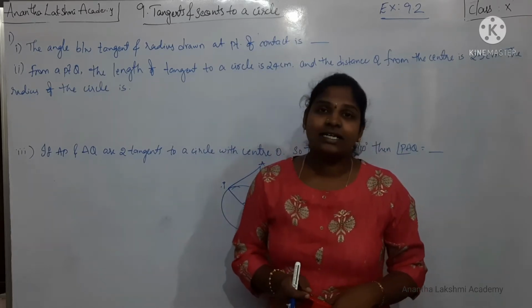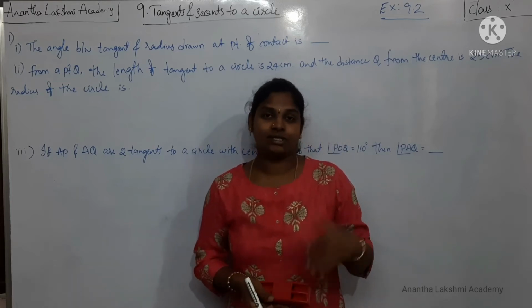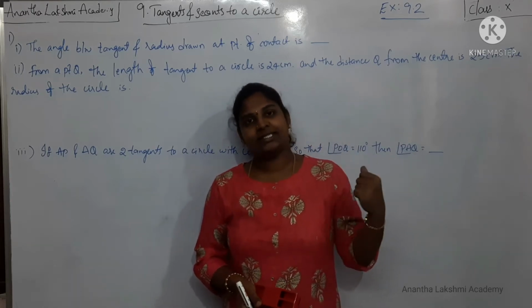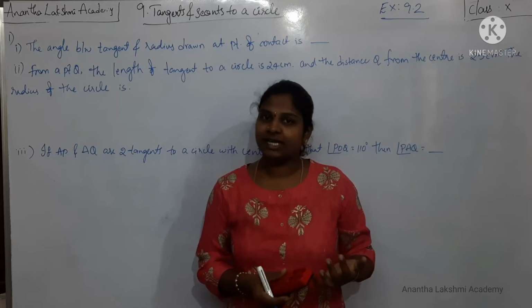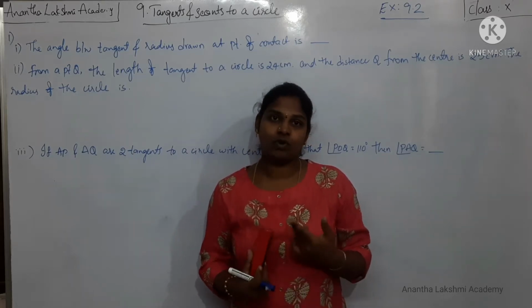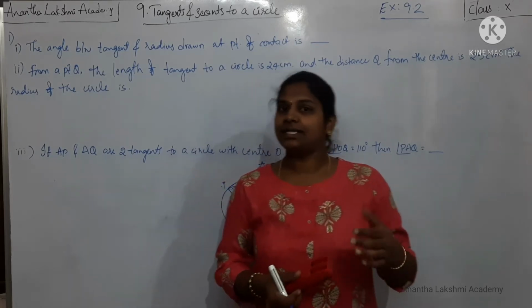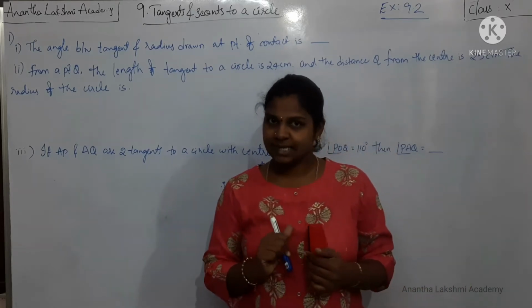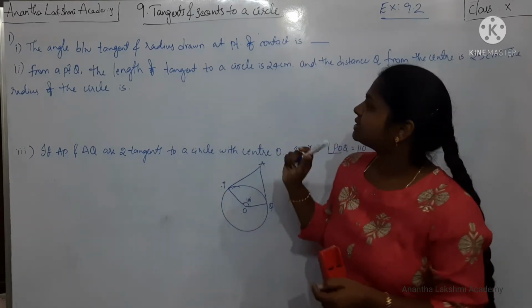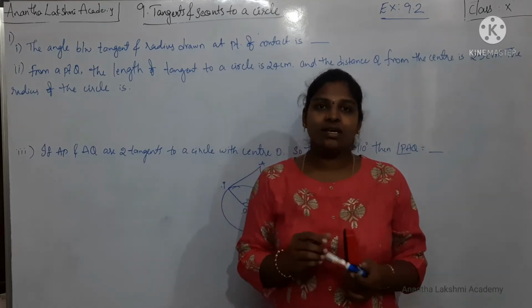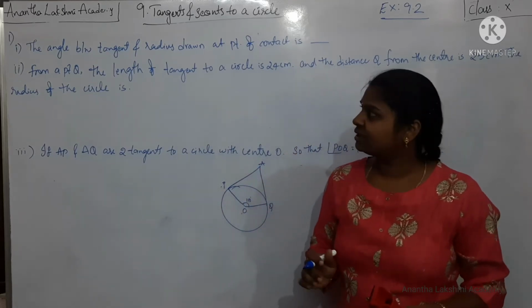So in the earlier parts or sessions of tangents and secants to a circle, we have already covered the introduction part, exercise 9.1, followed by theorems and statements, and today we are going to start with exercise 9.2, the second exercise, and I have the problems already written on the board. So let's get started with the very first problem.